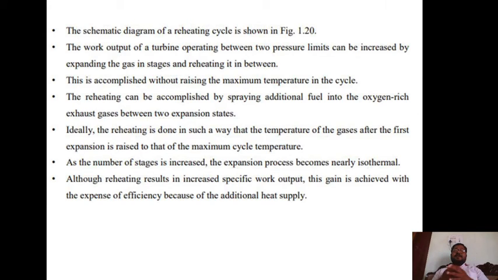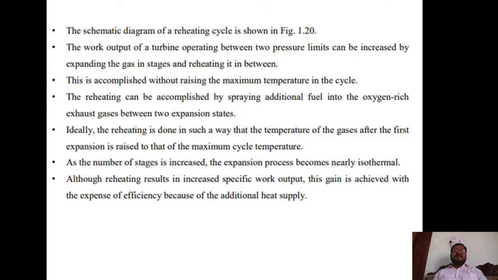The reheating cycle is shown in the previous diagram as we discussed. Work output of the turbine operating between two pressure limits can be increased by expanding the gases in stages and reheating in between. This is done without raising the maximum temperature in the cycle. Reheating can be done by spraying additional fuel into the oxygen-rich exhaust gases between the two expansion stages. Ideally, the reheating is done in such a way that the temperature of the gases after the expansion is raised to the maximum cycle temperature.